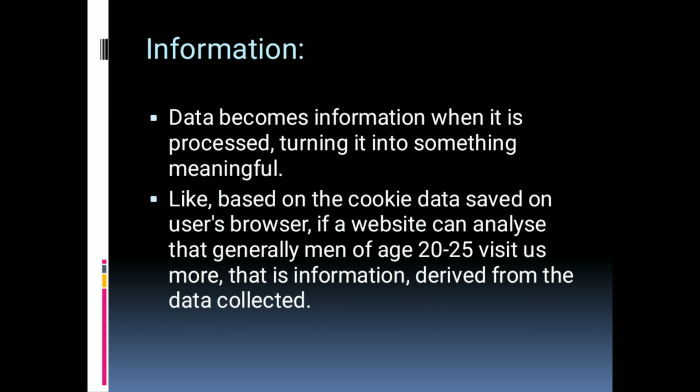data becomes information when it is processed. The raw data, when it is processed, becomes meaningful information. Information is nothing but data that has some value, some meaning. So data becomes information when it is processed. Processed means after converting the data into some form, that processed data is called information.